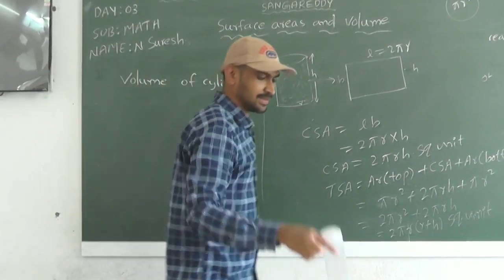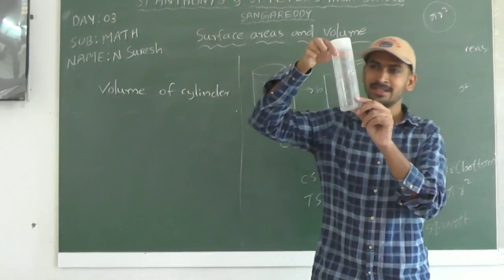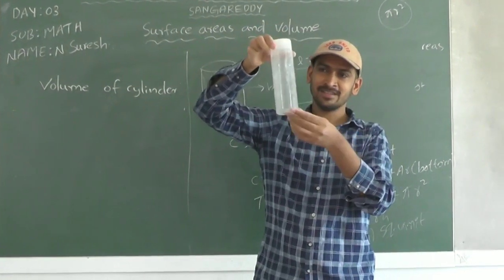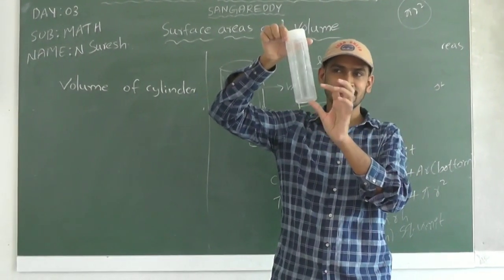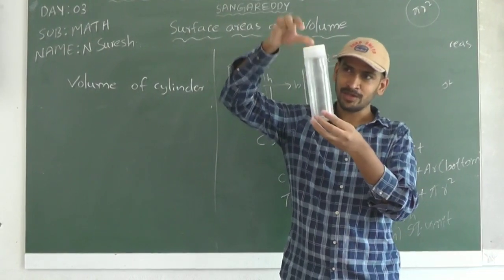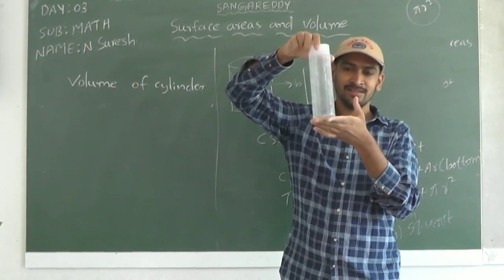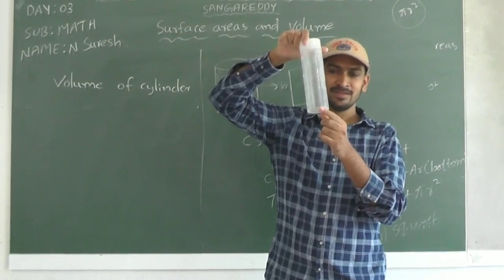If you observe this cylinder, what is the difference between surface area and volume? You want to manufacture this bottle, this plastic is required, which is nothing but the surface area. You want to fill water in the bottle, which requires the volume of the bottle.